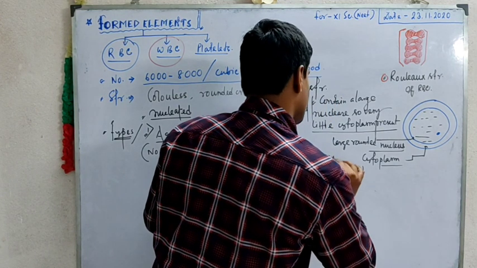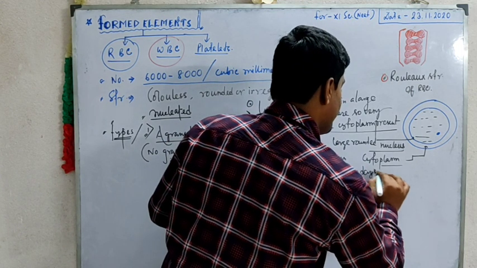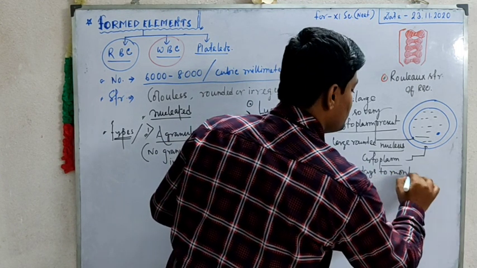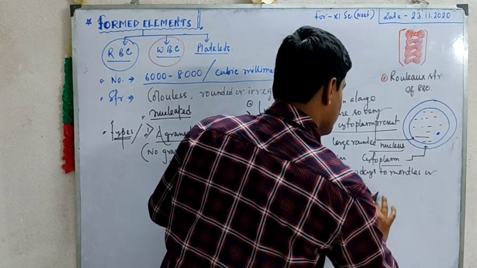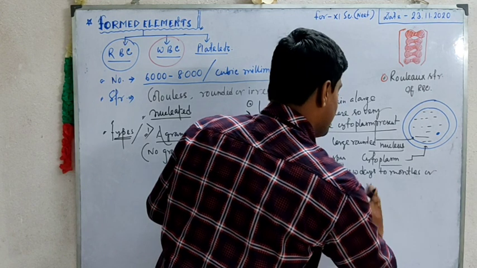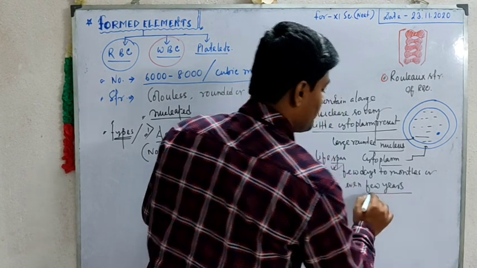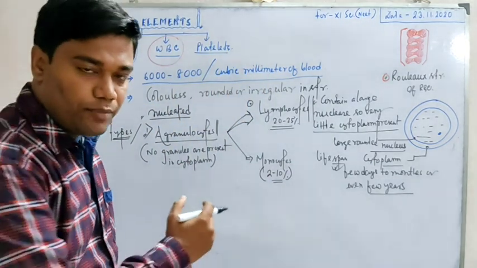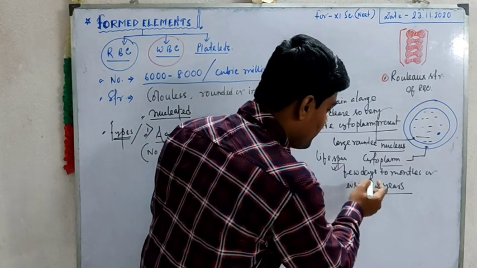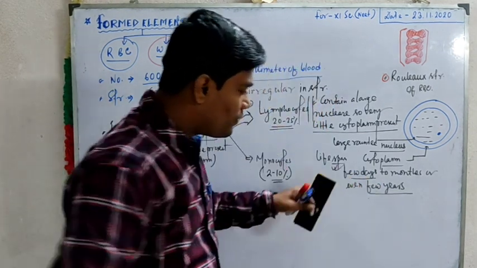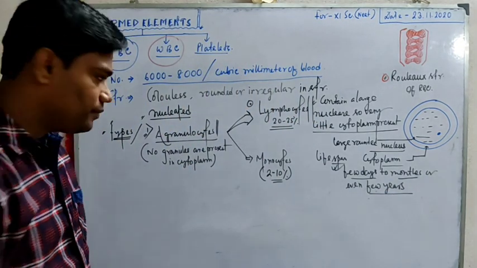few days, 2 months, or even few years. The lifespan of different WBCs varies. For lymphocyte, the lifespan is long: few days, 2 months, as well as few years.